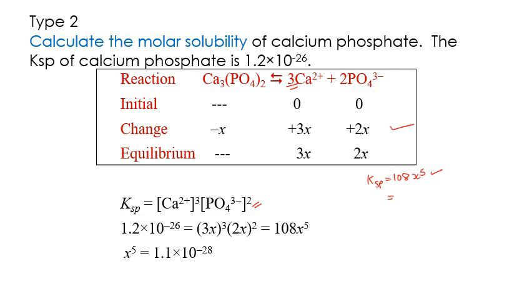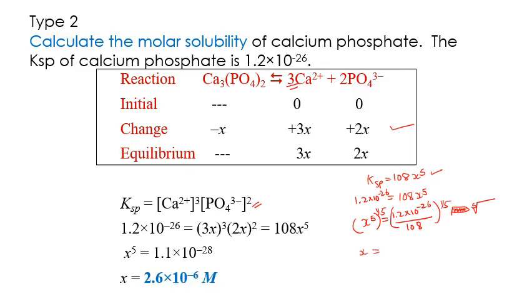Okay, and then Ksp is 108 x to the power 5. I will substitute the Ksp value, which is 1.2 times 10 to the power negative 26, and this equals 108 x to the power 5. You can plug it in the calculator, which gives x equals 2.6 times 10 to the power negative 6 molar. Okay, so that's how you can do this type of calculation, that is type 2.